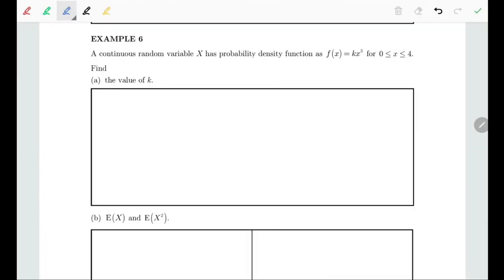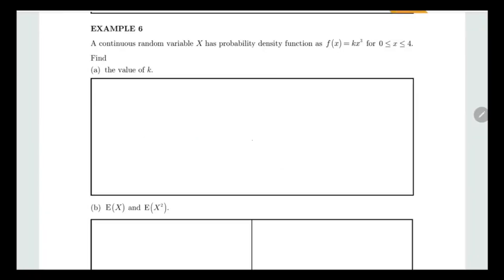Now we are going to proceed with example 6. A continuous random variable x has a probability density function, which is PDF, as f(x) equals kx cubed for x varying from 0 until 4. For part A, the question asks to find the value of k. So how are we going to get this value of k?